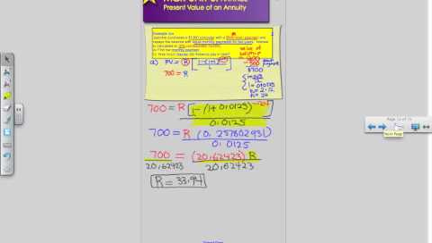So finally, in order to pay off her computer, she has to make payments of $33.94 per month.